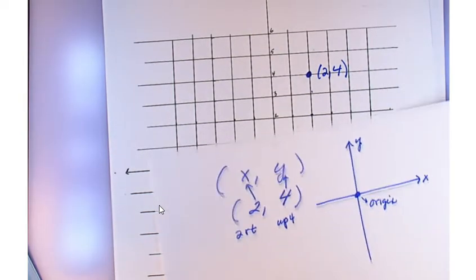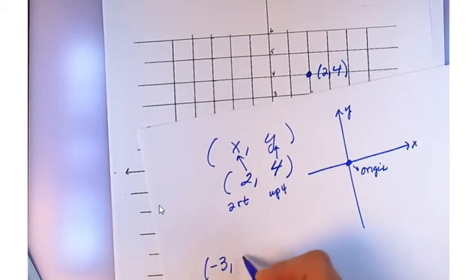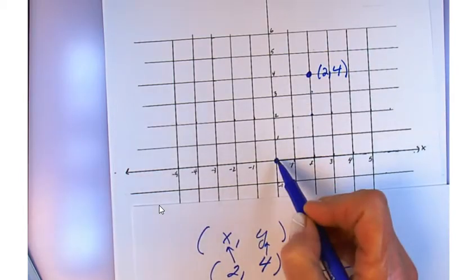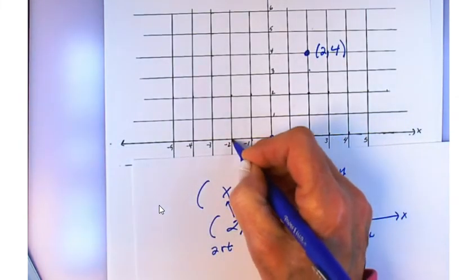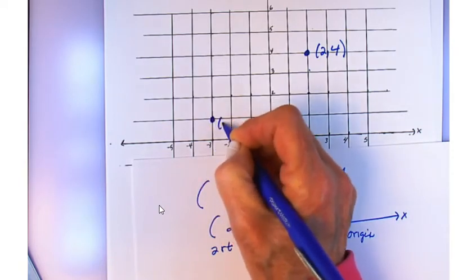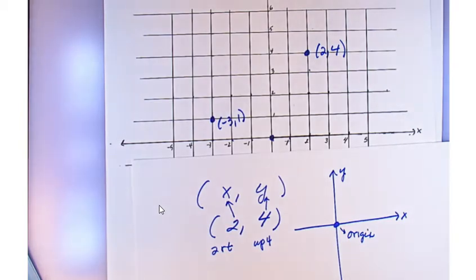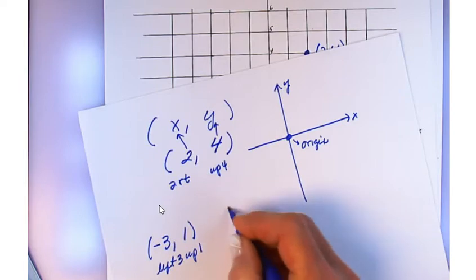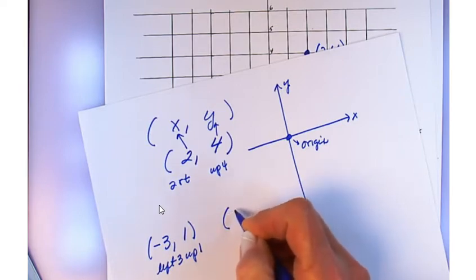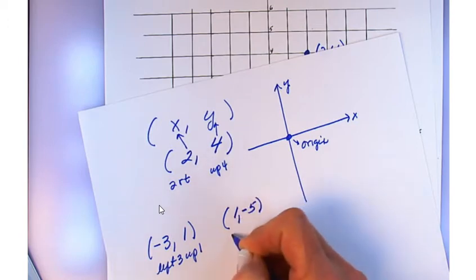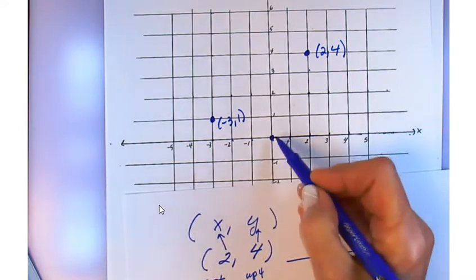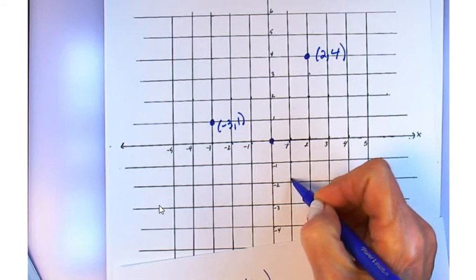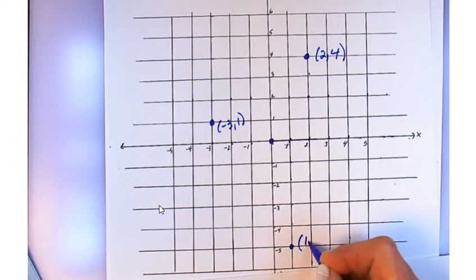Let's say that we want to plot the point minus 3, comma 1. So I'm starting at the origin. This tells me left 3, up 1. Start at the origin, 1, 2, 3, stop, go up 1, minus 3, 1. Okay? And if we have something like 1, minus 5, this means right 1, down 5. You always start at the origin. To the right 1, down 5, 1, 2, 3, 4, 5. And here is 1, minus 5.